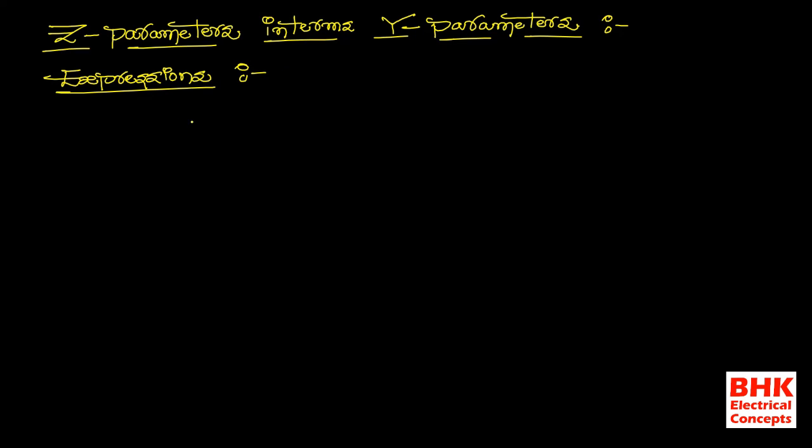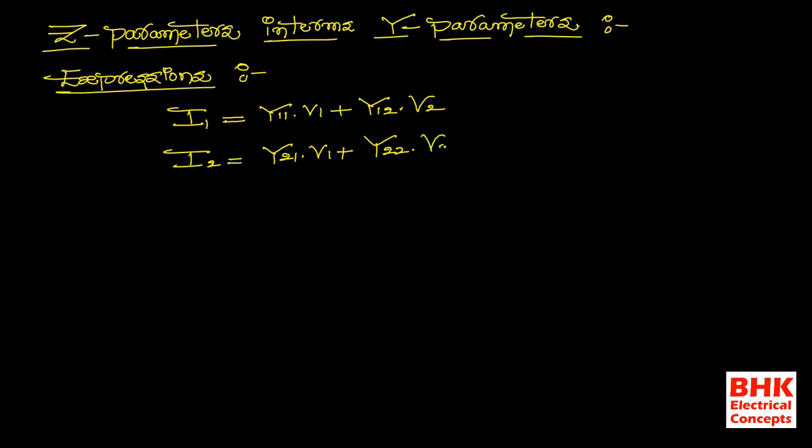Now here the Y parameters are always given by I1 is equal to Y11 V1 plus Y12 V2, and the second expression, I2 is equal to Y21 V1 plus Y22 V2. This is equation number 1 and this is equation number 2. Our target is to get the impedance parameters.